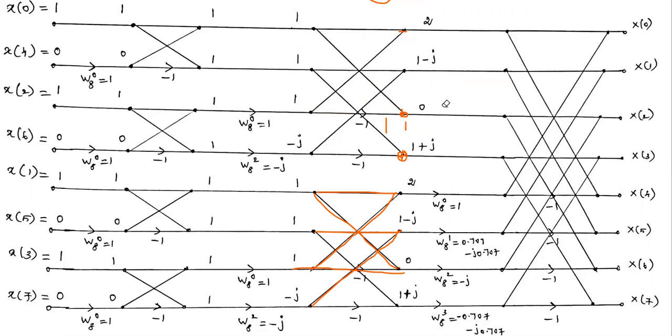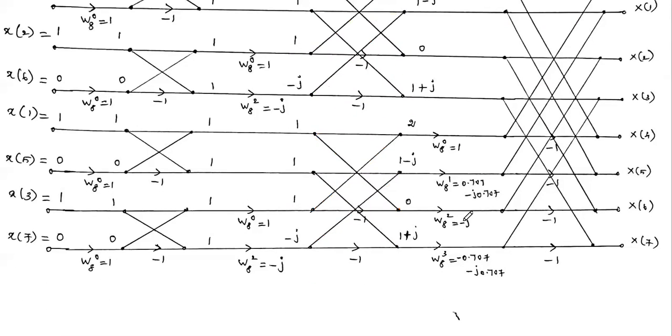By tracing those two lines, you just add whatever signals are available in those two lines. We have to get the answer 2, 1 minus j, 0, 1 plus j. The same 4 answers appear here also. Then we have to find out the answer for the third stage.